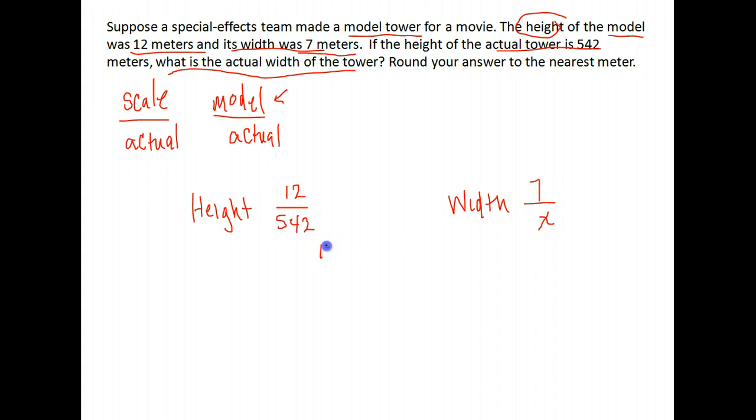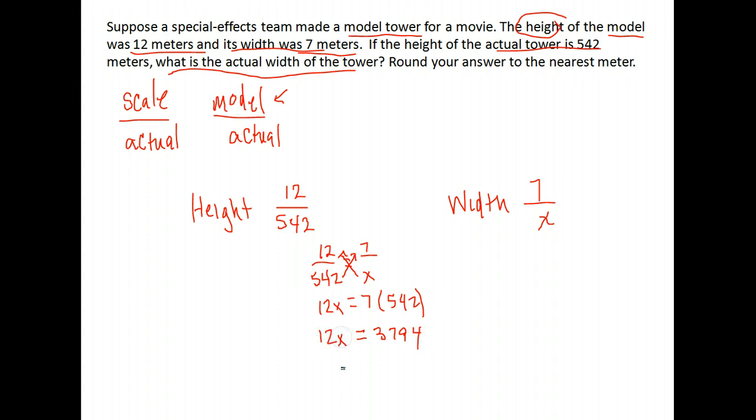To solve this, we set those two equal to one another and solve. So 12 over 542 should be equal to 7 over x. Remember, we use cross multiplication. Leave the equal sign in the middle and multiply across. So we'd have 12 times x on one side and 7 times 542 on the other side. Let's go ahead and simplify that. What's 7 times 542? It's 3,794.